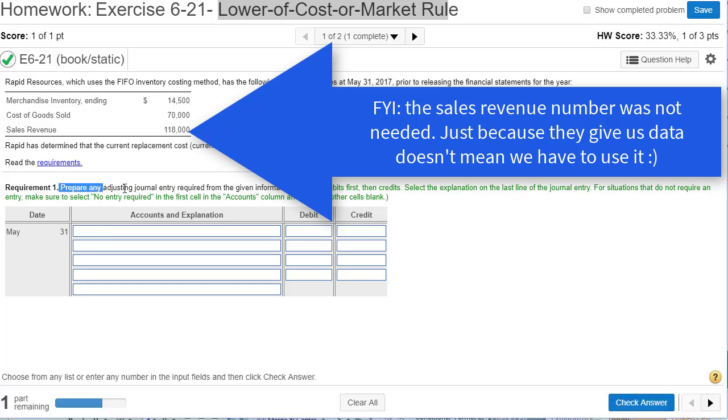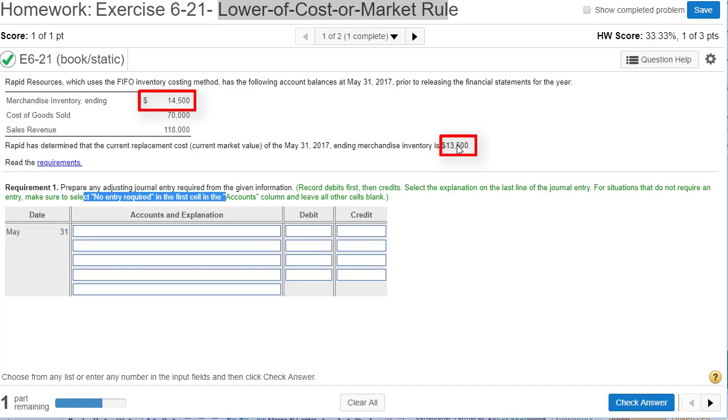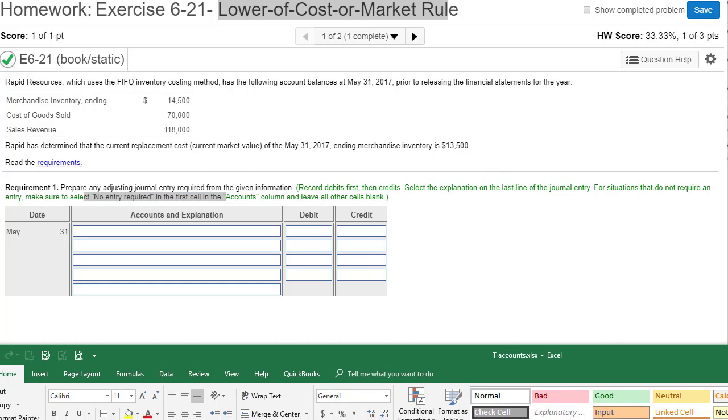It says prepare any adjusting journal entry required from the given information. Record debits first, then credits. No kidding. Select explanation. For situations that do not require an entry, make sure to select no entry required. All right, but we do need an entry because the value of the inventory on our books is $14,500, but the replacement value is $13,500, so we need to do this adjustment to lower the value of inventory down to $13,500. So let's get back to our T accounts.